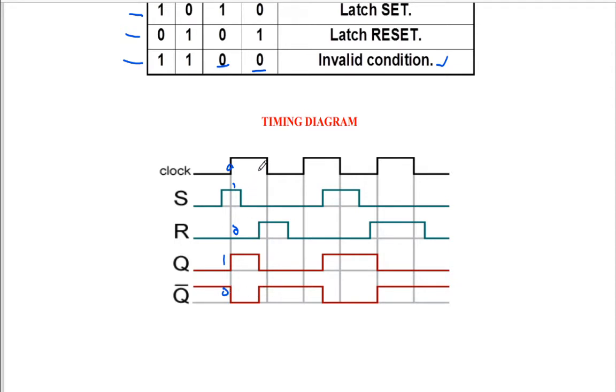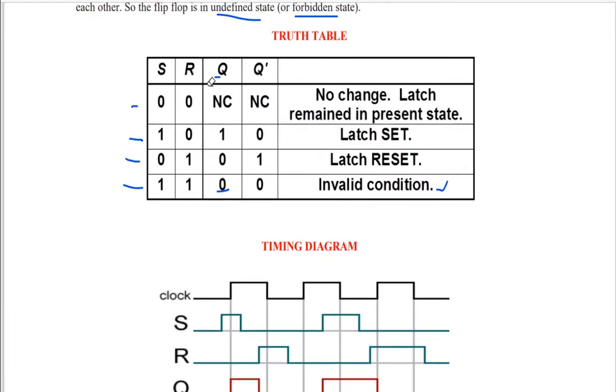Now here, what happens? Next, you can see that when the clock pulse is high and the input of R is 1 and S is 0, what is happening? Q has become 0 and Q bar is becoming 1, and so on. So this is the explanation, students, for the SR flip flop, that is your clocked SR flip flop.